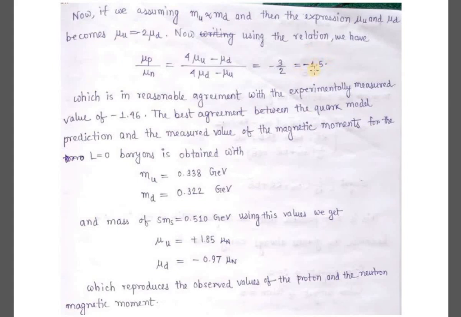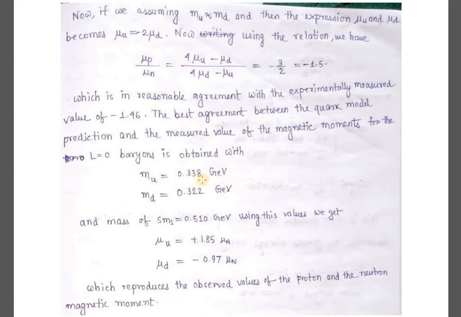Now you must be wondering, how does it compare with the experiment? And it is indeed remarkable that this result agrees very reasonably with the experimental value of minus 1.46, giving a great support to the static quark model. The best agreement between the quark model prediction and the measured value of the magnetic moments for the L equal to 0 baryons is obtained with these values I have mentioned here.